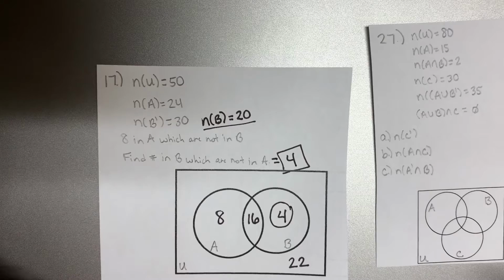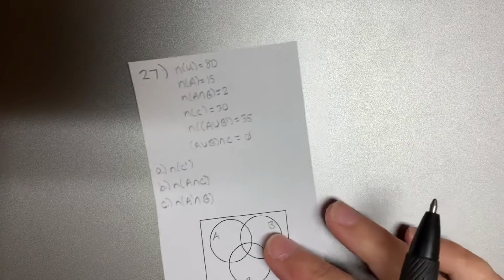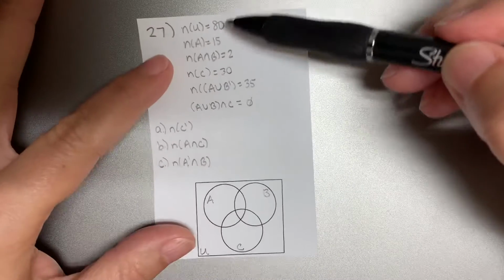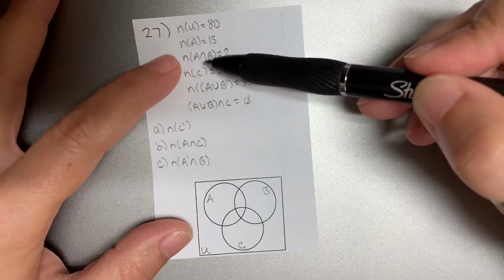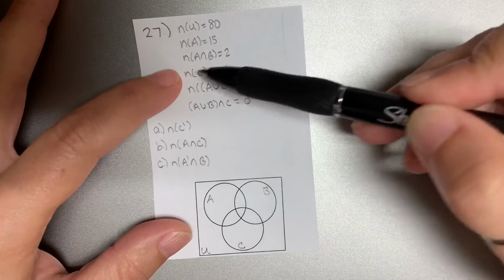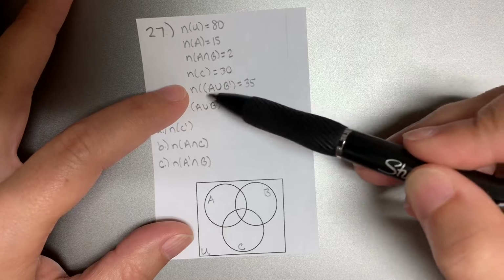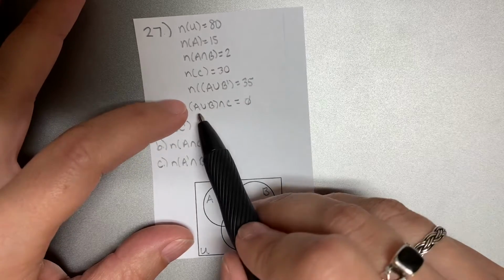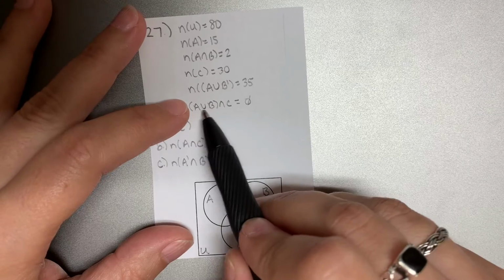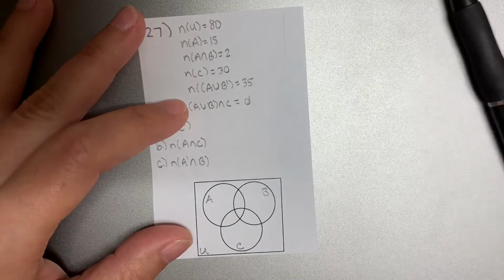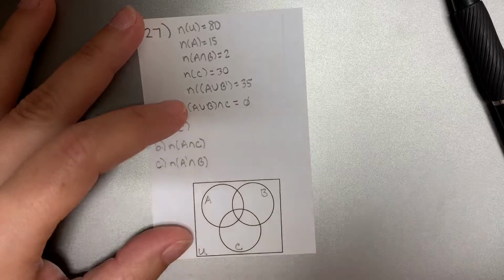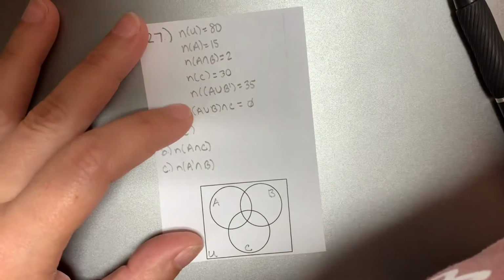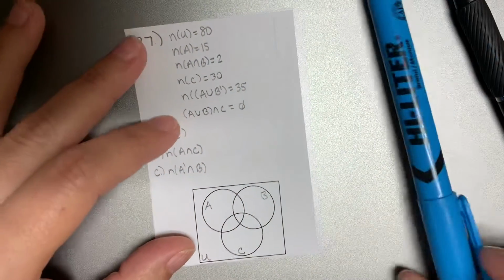Okay, 27, this is the given information. Universal, I've got A, I've got the intersection of A and B, I've got C, I've got this mess, but I'm going to start right here at the bottom. So the bottom says that I have the union of A and B. So let's think about what that looks like. Let me color it in here. I've got highlighters. This might help.